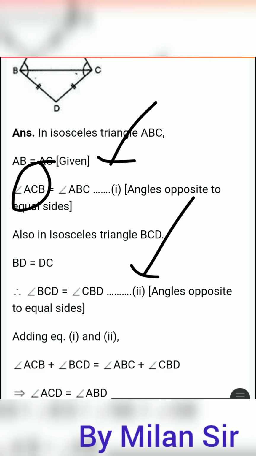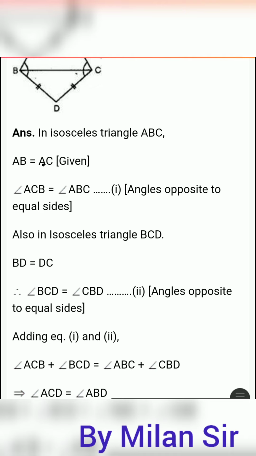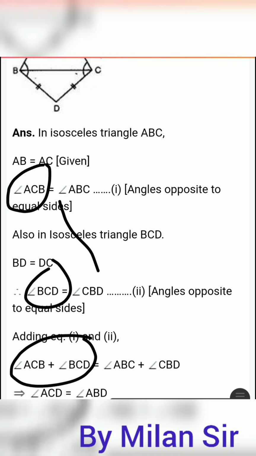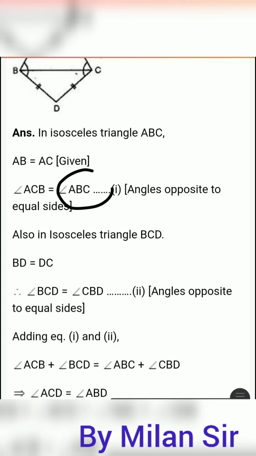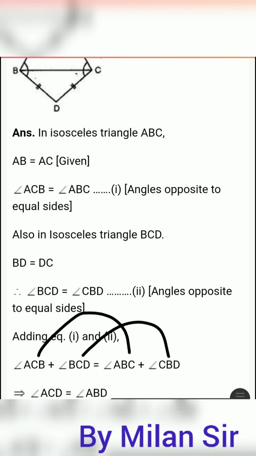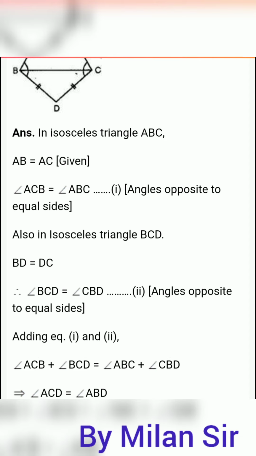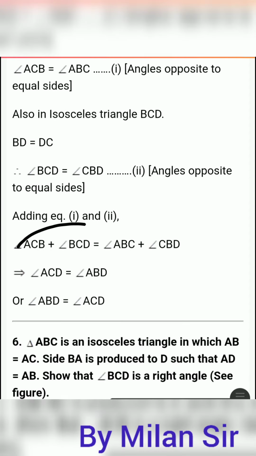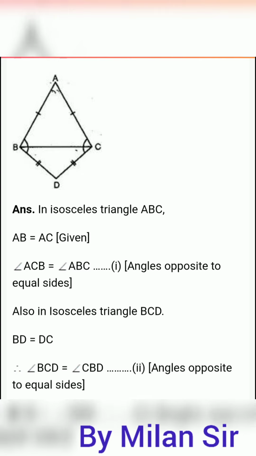So left hand side we need to add with the left hand side, and right hand side we need to add with the right hand side. So here ACB plus BCD, okay, is equals to, now right hand side ABC plus CBD. Both the side we just add the equal parts. ACB is equal with the ABC and BCD is equal with the CBD, so we can put equality sign here. Now ACB plus BCD, ACB, that means this, and BCD, that means this.